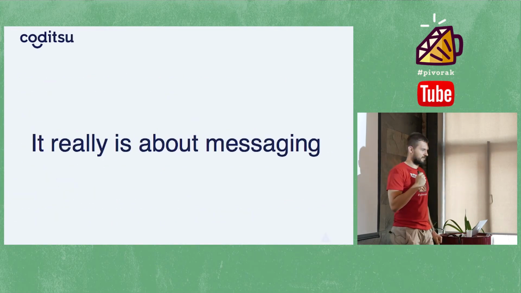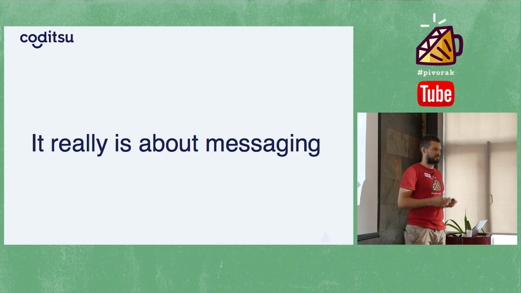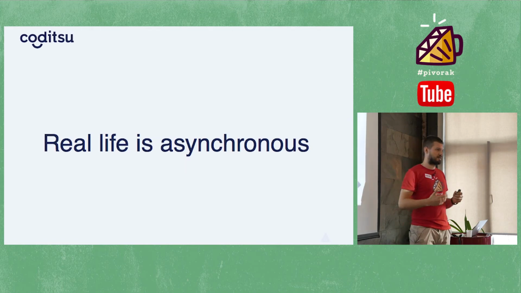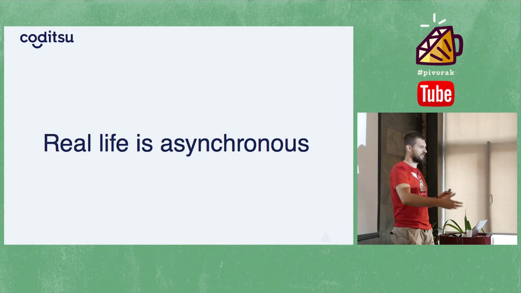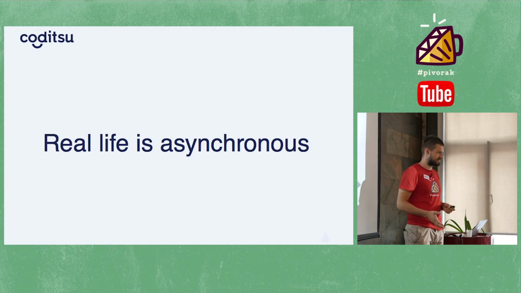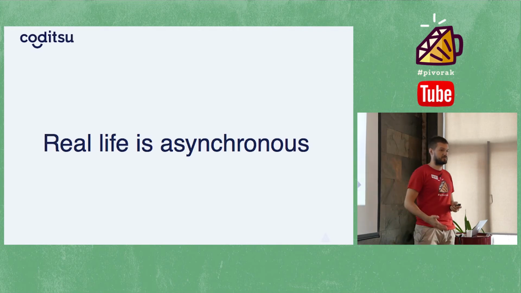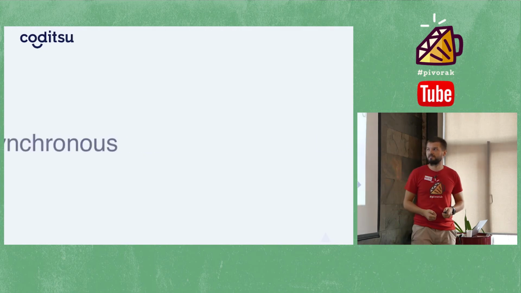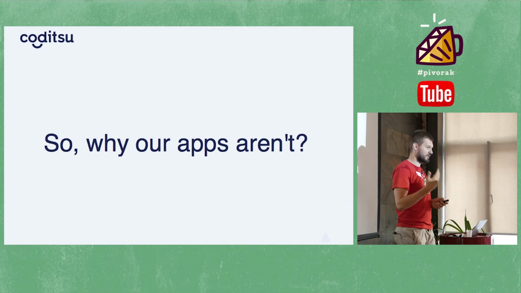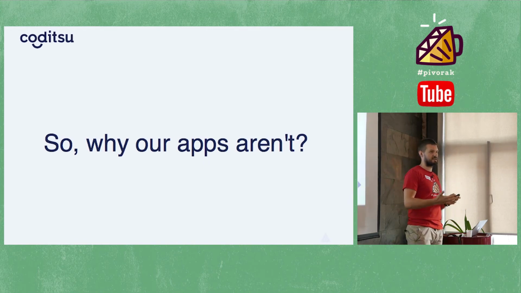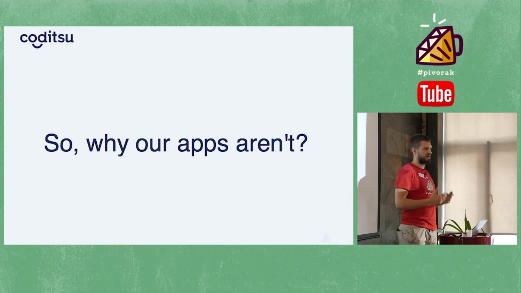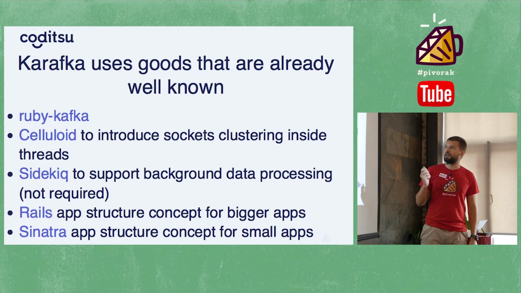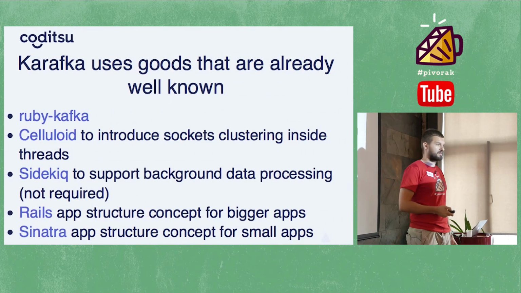And if you think about it, real life is really about messaging. It's asynchronous. I speak to you, hopefully you listen, but I don't wait for a reply after each sentence. And this is how life goes. We send emails, we don't wait in front of the screen until we get a reply. So the question is, why do we keep making applications that don't work the way the real world does? And you can change it with Karafka.